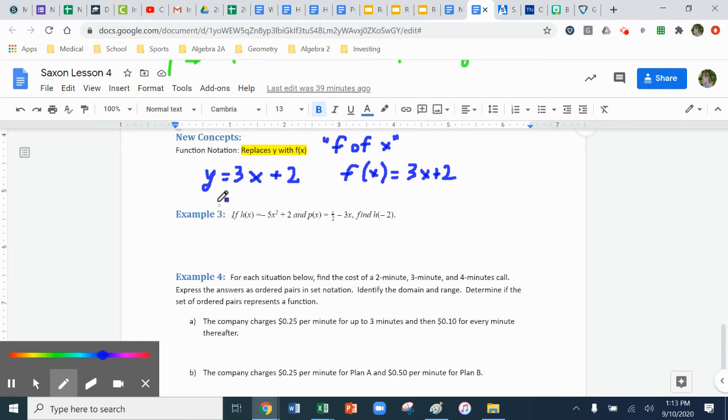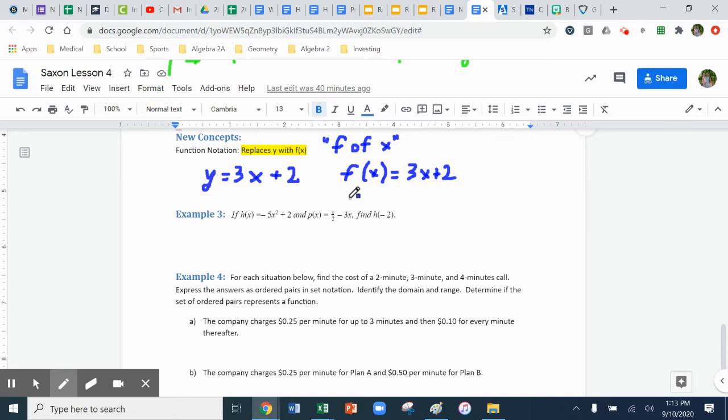So in the past, we might have seen this relation. So 3x plus 2, y equals 3x plus 2. Maybe it's the cost of bowling. So it's $3 per game plus $2 to rent shoes. And then y represents the total that you have to pay. So x, however many games you play, is going to determine how much total you have to pay. So if you play 3 games, 3 times 3 plus 2, 11, that means your cost is going to be $11.